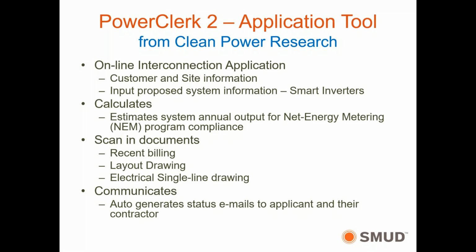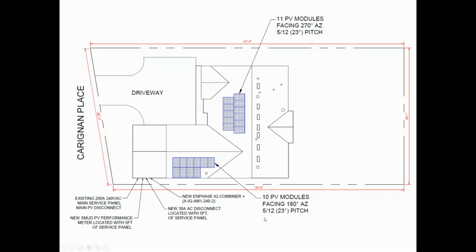And I'll show you some of these in a minute. The great thing about this program is it auto-generates the status emails to the applicant and the contractor so that as they're going through the process, they know who's got the ball and who's got the next move. It's really been useful to our customers to know that in spite of what the contractor's telling us, it's not the utility that's holding up the game a lot of the time.